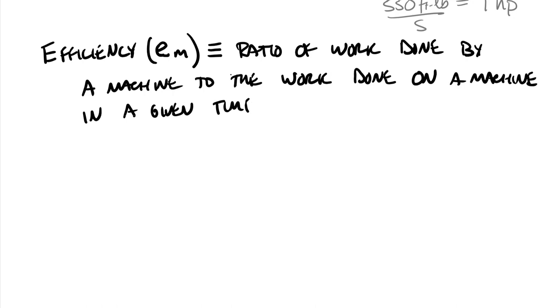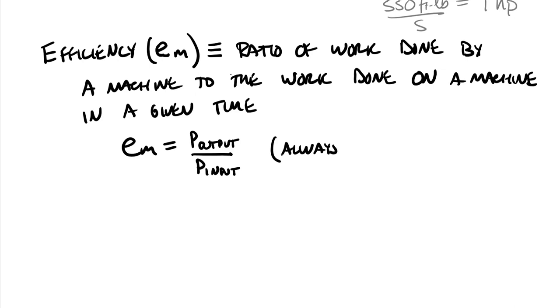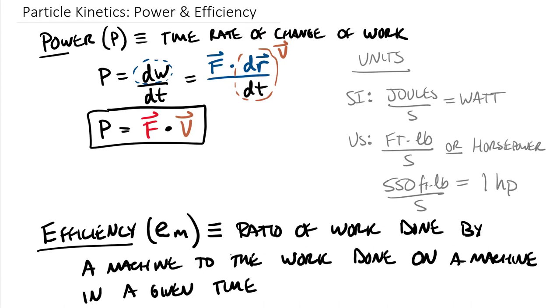So fundamentally, e sub m, our efficiency, is the power output divided by the power input. Probably not a huge surprise here, this is always less than one. If you come up with a system where you end up with more power coming out than power going in, you're either going to be a billionaire or you made a math error. So those are the principles of efficiency and also power.